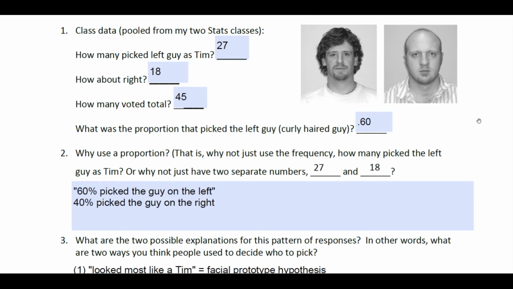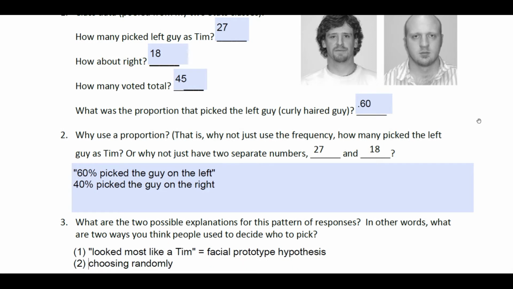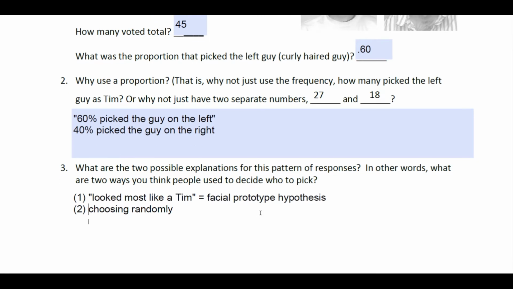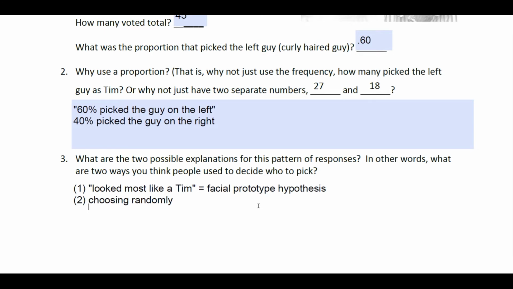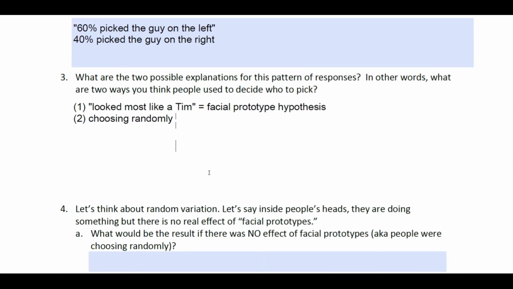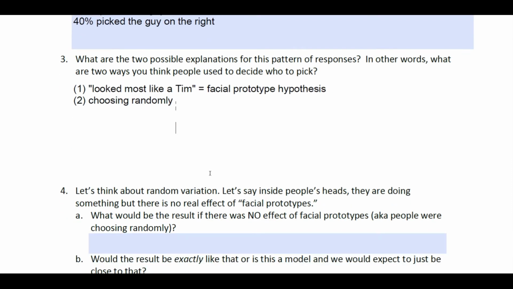So we want to figure out, can we figure out from that data whether this facial prototype thing is really a thing? If there's a certain pattern to our data, does that suggest that people are using either one of these methods over the other one? Okay. So we're going to try to decide between these two options. What do we think it is? Facial prototypes, or are people just choosing randomly? And that's how we got this particular pattern. It's just random.